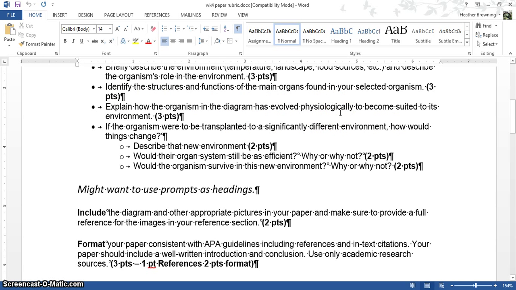I can't say this word today. Physiologically, there we go, to become suited to its environment.